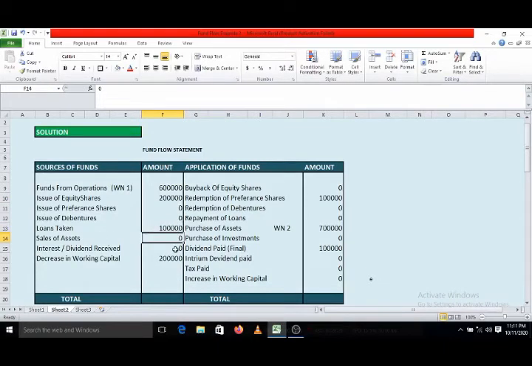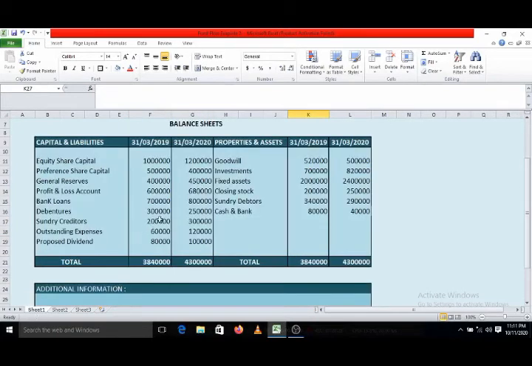Last year balance was rupees 7 lakhs and this year 8 lakhs. So 7 lakhs was loan taken up to last year. During the year how much have loans increased? Taken 1 lakh, because we are preparing a fund flow statement, so we have to find out only the difference of the funds.